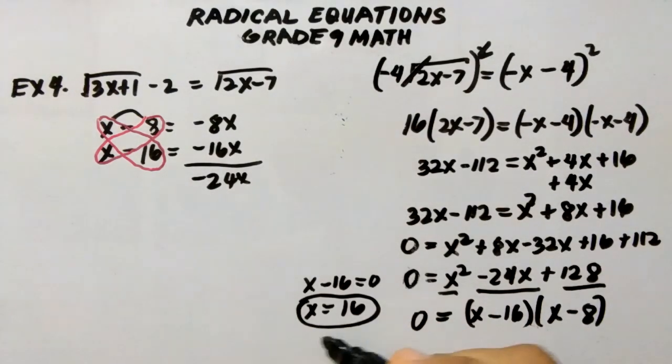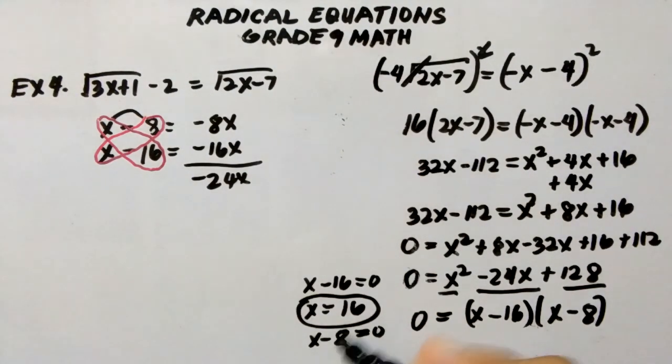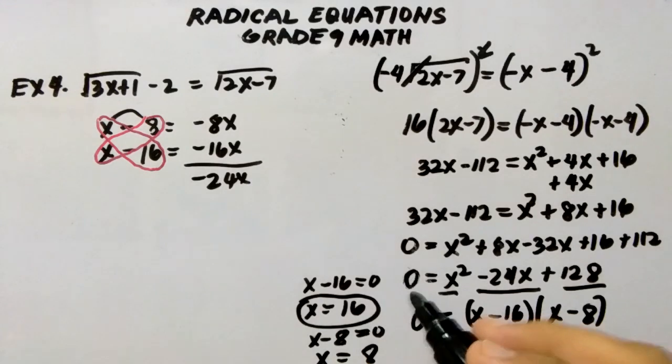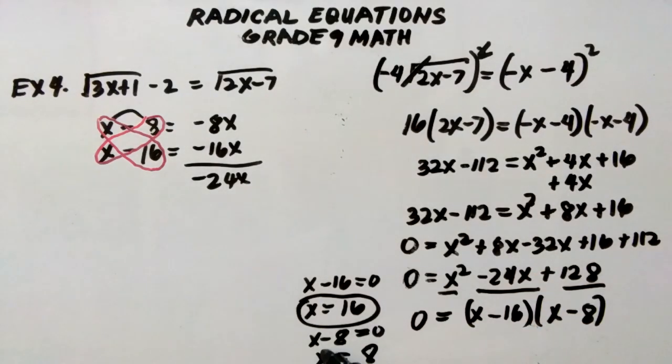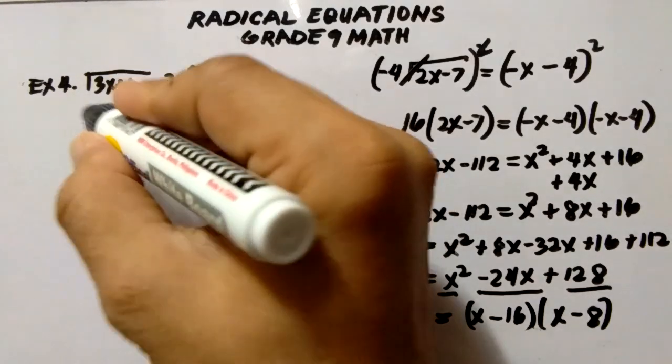Then, ito pong isa. So, we have x minus 8 is equals to 0. Then, transpose po natin yung 8 to the right side. So, negative 8 becomes positive 8. So, we have x is equals to 16 and x is equals to 8. Okay, so ito na po yung ating value ng x na nakuha. So, i-check po natin kung tama po yung ating nakuwang value na dalawa. So, dito po tayo magkaroon ng checking. Okay. Then, substitute po natin.